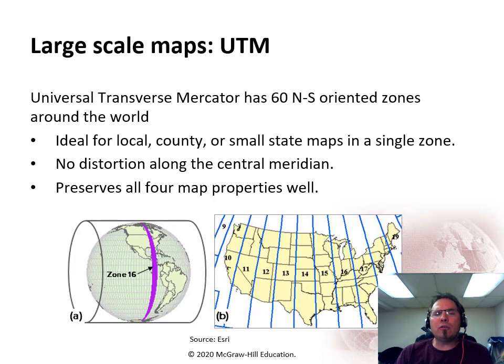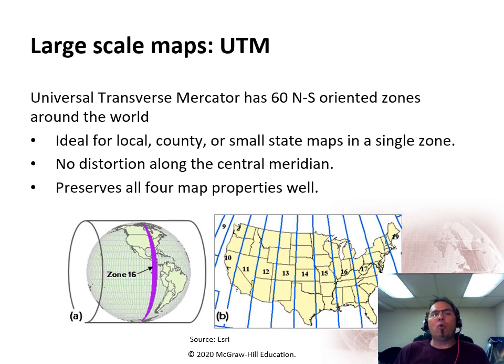Now, when you start to look at large scale maps, or maps that cover a small area, there are a lot more options. One of the easiest to understand, and I use it all the time because it is very handy, is what's called UTM, or Universal Transverse Mercator. Basically, they took the Earth and subdivided it into 60 north-south oriented zones. Like if you look on the map right there, Milwaukee is in zone 16, and because we're in the northern hemisphere, it would be 16N. If we were somewhere down in South America, it would be 16S.